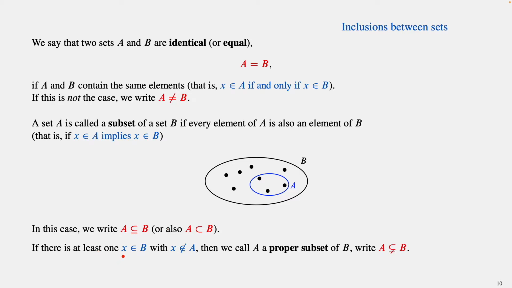Now, if there is at least one element X in the set B that is not contained in A, then we say that A is a proper subset of B, which is the case in this little image here. And then we write A subset of B but not equal. So here we cross out this little line that would in this notation indicate the possibility of them being equal. Here we cross it out to say A is a subset but it is not equal to B.